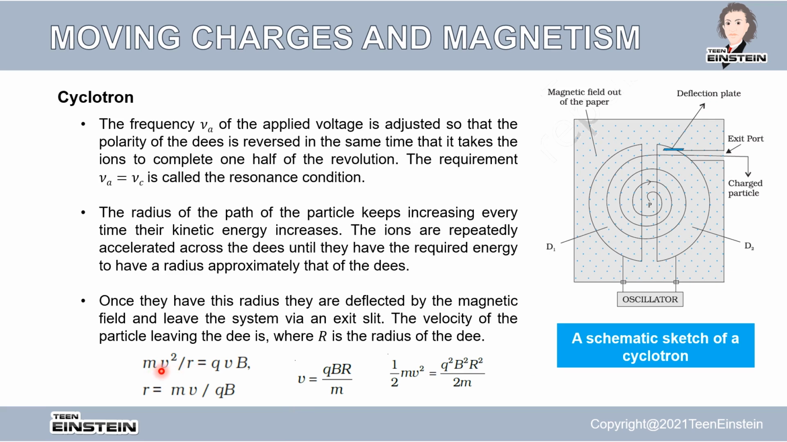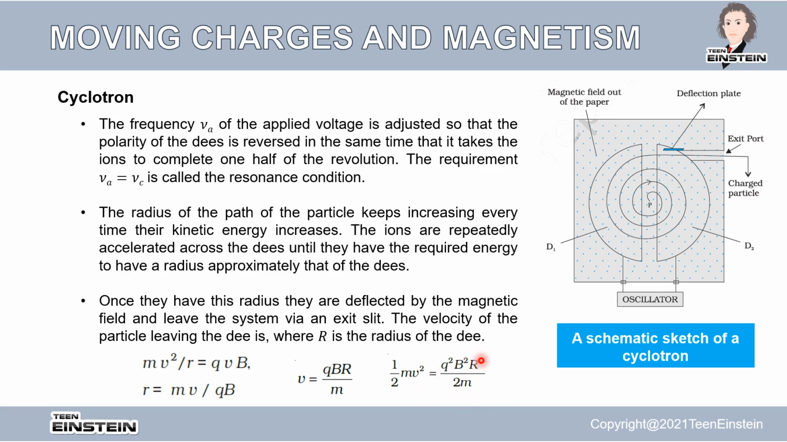So we know that centripetal force is given by mv squared by R equal to QVB. Now from this we already derived R equal to mv by QB. And from this we know V equal to QBR by M. So if this is the V, then what is the kinetic energy? Kinetic energy of the particle is given by half mv squared. So substitute V here, then we get Q squared B squared R squared by 2M. So this is the kinetic energy.